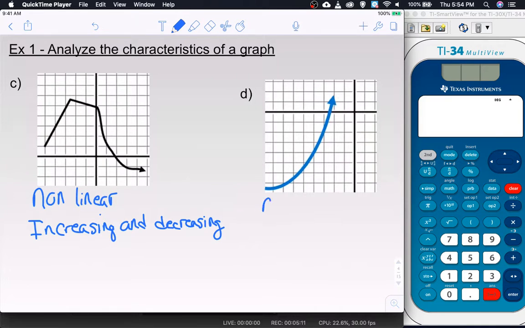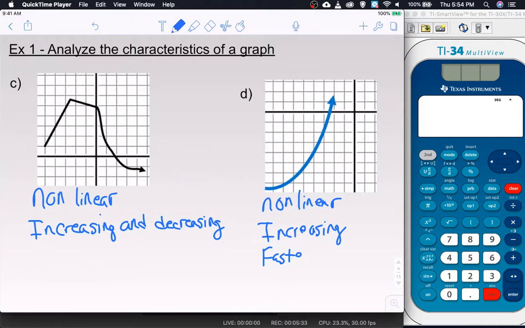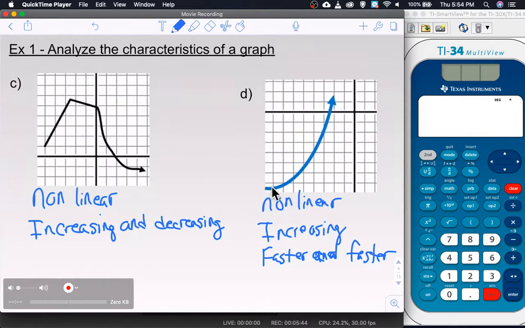All right, so you should have said nonlinear. It is nonlinear. And this one is increasing. Increasing how? It's not a straight line. It's increasing kind of slowly at the beginning, and it gets faster and faster and faster. So I'm going to put it's increasing faster and faster. So it's kind of like increasing faster over time. It starts off slow and it's increasing faster and faster, and it's going to keep going up at this increasingly fast speed.